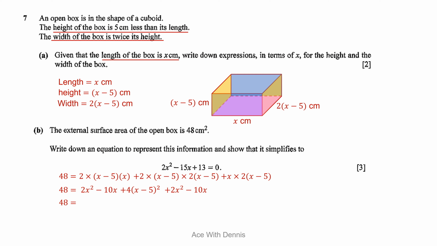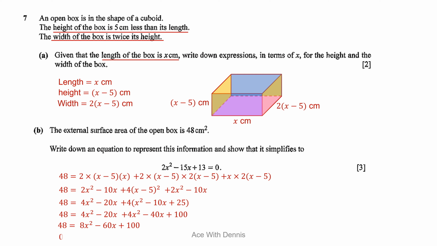And we further simplify this equation. 48 equals 4x squared minus 20x plus 4 times x squared minus 10x plus 25. Then expand the bracket again. We'll get 4x squared minus 20x plus 4x squared minus 40x plus 100. Hence, 48 equals to 8x squared minus 60x plus 100.